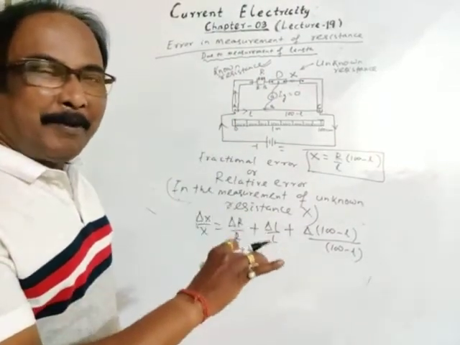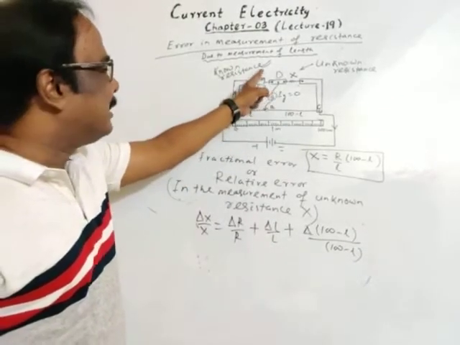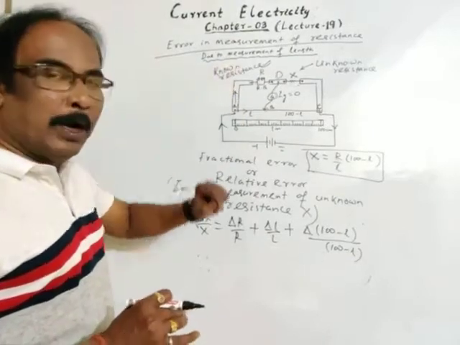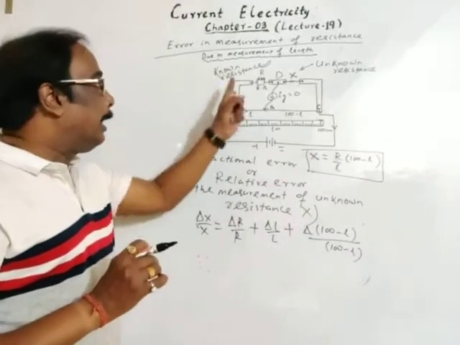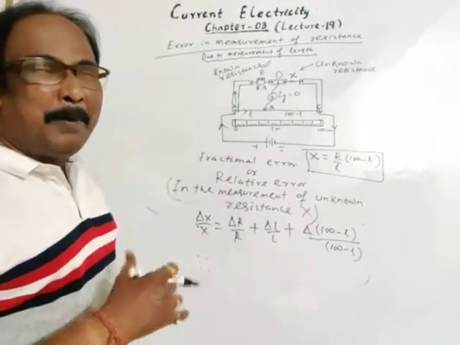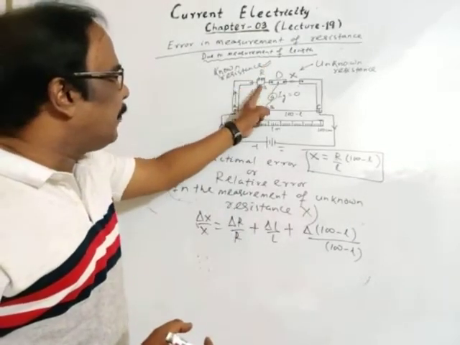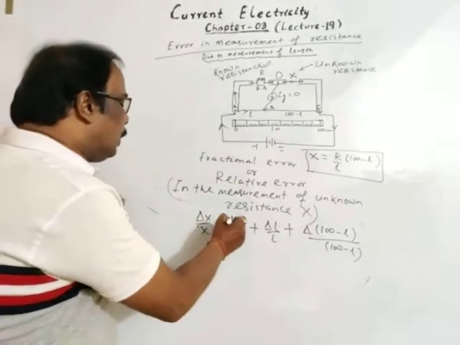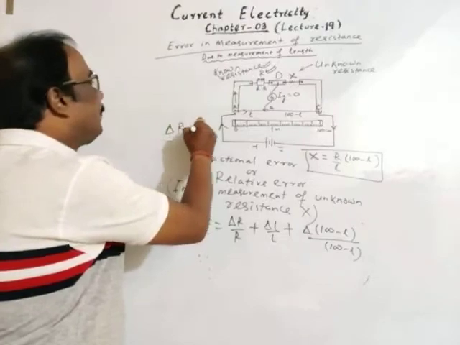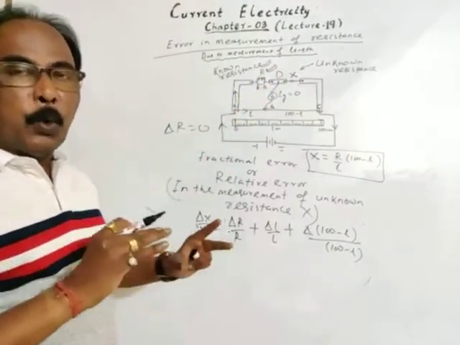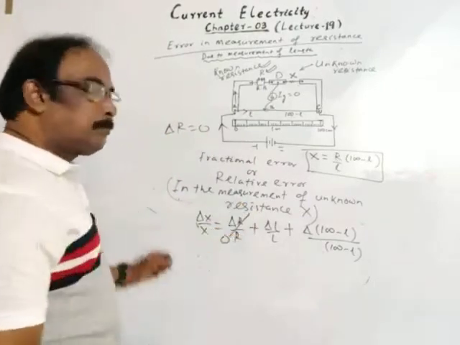We have fixed the value by using a resistance box RB. This value is fixed, means this is a known resistance, so we don't consider error in the known value of R because we know it. We have fixed it by using the resistance box. So, if this is a known value, then delta R is 0. Means this is constant, this is known, this is fixed. So, delta R is 0. So, this term is 0.